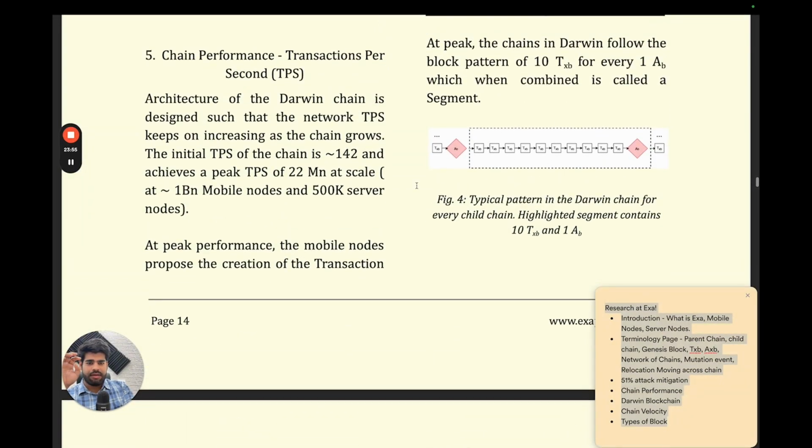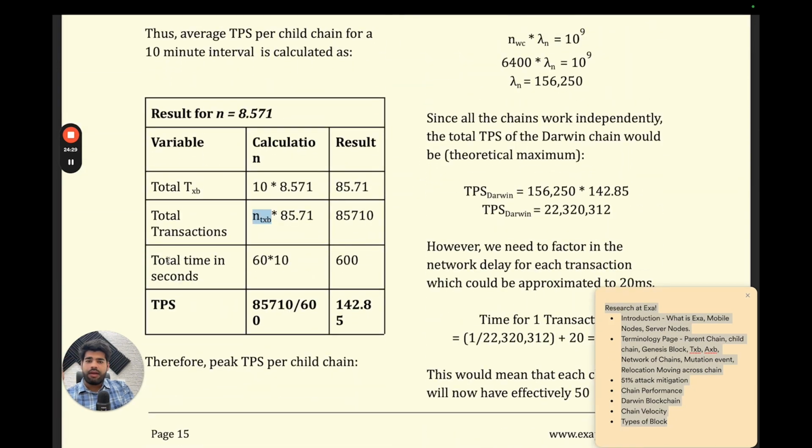8 of these patterns in a matter of 10 minutes. So now let's do some math for the TPS of a child chain over a period of 10 minutes. The total transaction blocks added would be 10 times the number of patterns we saw. So we'll see approximately 85.71 transaction blocks in a matter of 10 minutes at peak. So total transactions would be 1000 times this number, which is 85,710. And if we do the TPS calculation, we'll see it comes out to be around 142.85 TPS at peak performance.